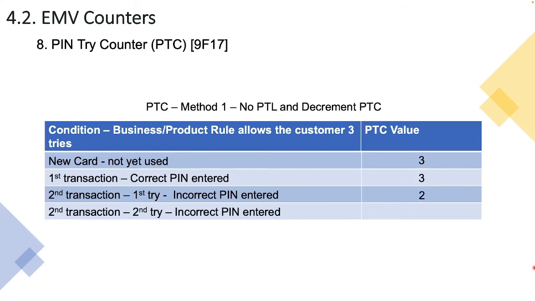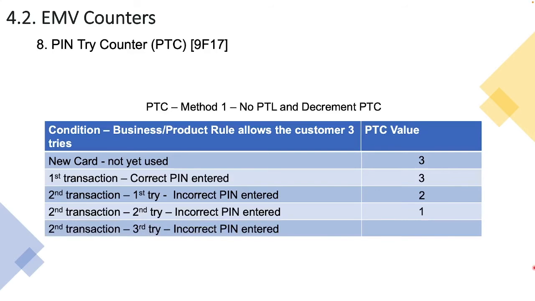In the same transaction, which is the second transaction, he now gets prompted to re-enter the PIN, and he does so incorrectly again. The card will count this as an incorrect PIN try, and it will decrement the PIN try counter, the PTC, from 2 to 1. We're still on the second transaction. Bob is now attempting to input his PIN for the third time. He gets it wrong again, right? And so the card will reduce the PTC value to 0.